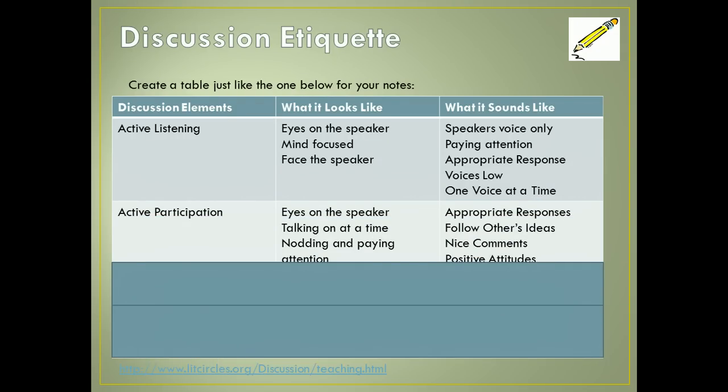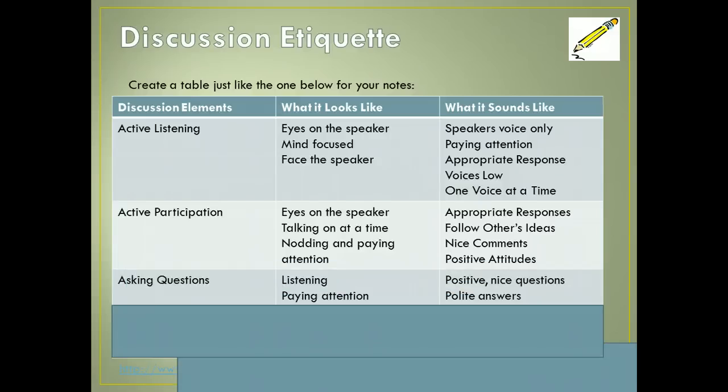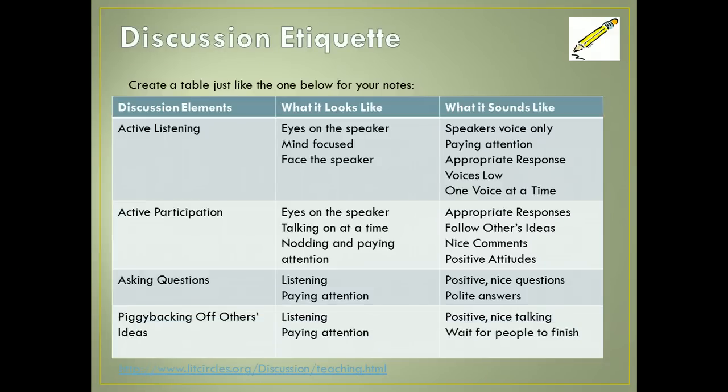As far as active participation, your eyes need to be on the speaker. One person is talking at one time, and you're nodding and you're paying attention. As far as what it sounds like, appropriate responses still, following the other's ideas, nice comments, and hopefully positive attitudes. You should be asking questions. So what it looks like is you're listening, you're paying attention. Again, you're facing the person that's talking. And you should have positive, nice answers and polite answers when someone is asking a question of you.